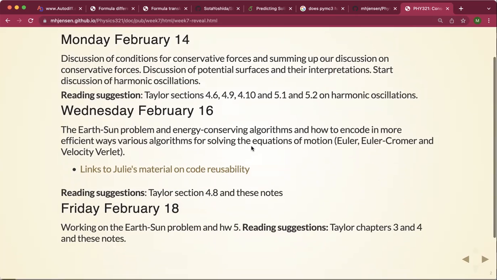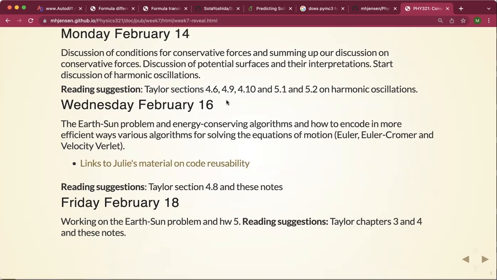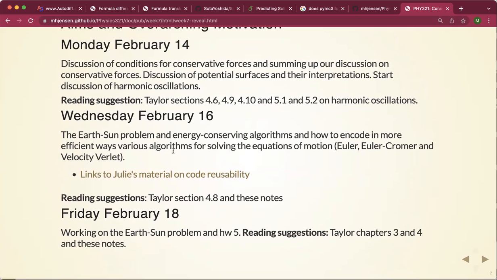And there are some reading suggestions here. So today we're going to look a little bit more into 4.6, but we're also going to look more into 5.1 and 5.2. And on Wednesday, it's chapter 4.8 in Taylor's textbook, which is more relevant. But we are going to tailor that one to the Earth-Sun problem.